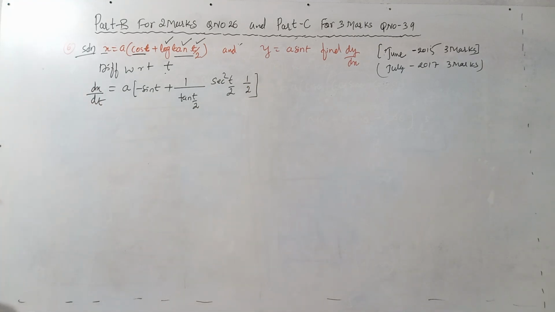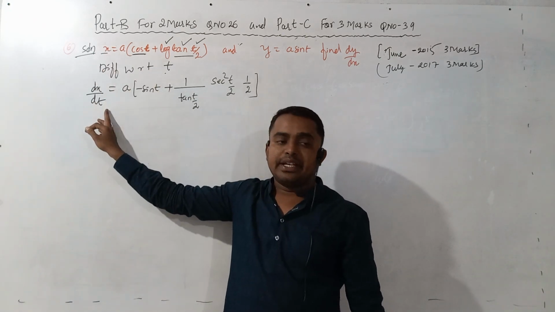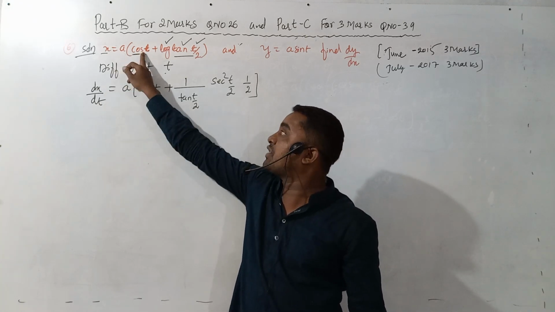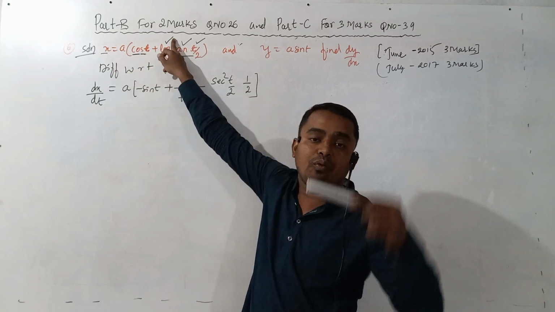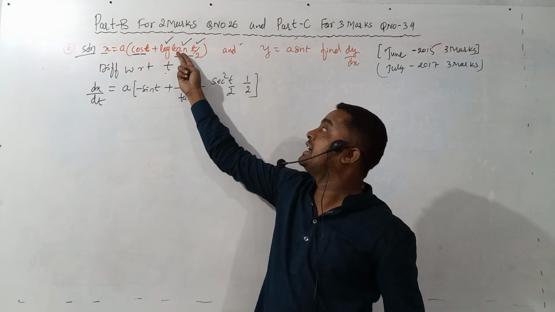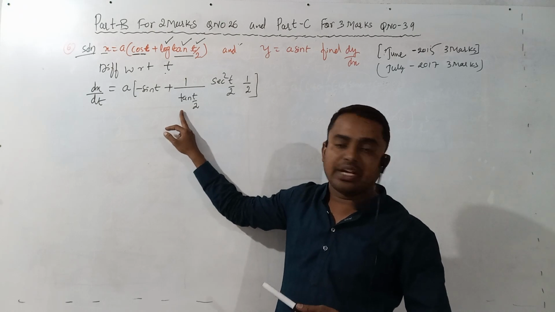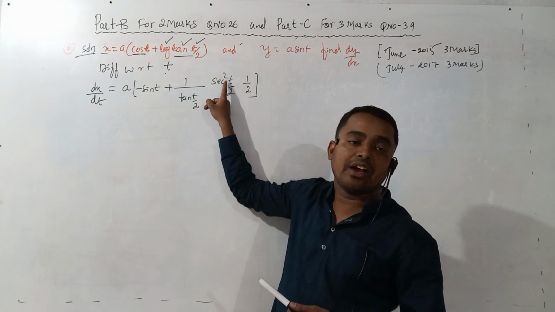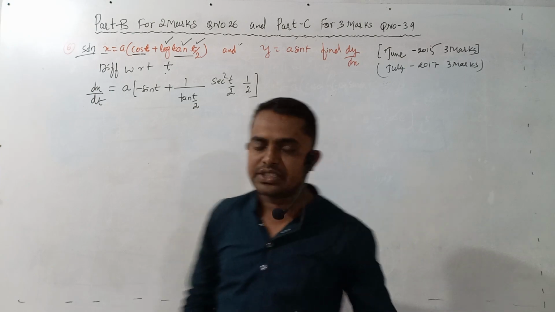Differentiation is over now. See once again the differentiation. Derivative of x with respect to t means dx by dt. A as it is because it is a constant. Derivative of cos is minus sin t, plus the derivative of log is 1 by x. Instead of x, we have tan t by 2, so 1 by x means 1 by tan t by 2. Derivative of tan is sec square t by 2. Derivative of t is 1, and this 2 as it is because it is a constant. Clear?